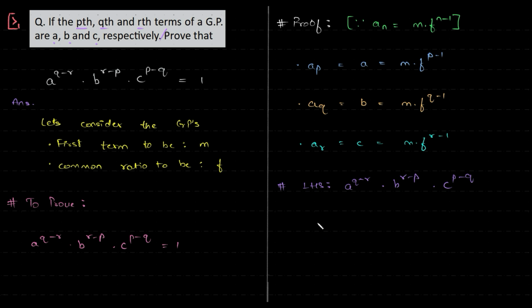So let me change the color. We have M into F to the power of P minus 1, whole to the power of Q minus R, into M into F to the power of Q minus 1, whole to the power of R minus P. And then we have M into F to the power of R minus 1, whole to the power of P minus Q.